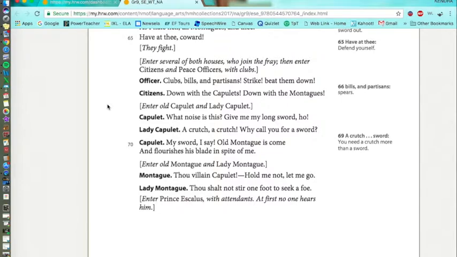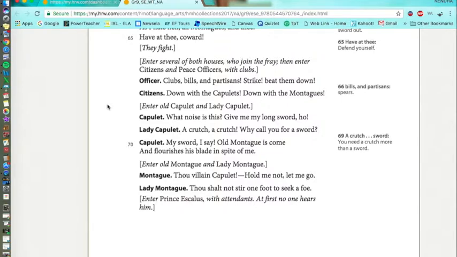And so Lady Capulet says, "A crutch, a crutch. Why call you for a sword?" Capulet: My sword, I say. Old Montague has come and flourishes his blade in spite of me. So then old guy Capulet's coming in, and he's like, well, if Montague's going to fight, then I'm going to fight too. So then Montague and Lady Montague come in.